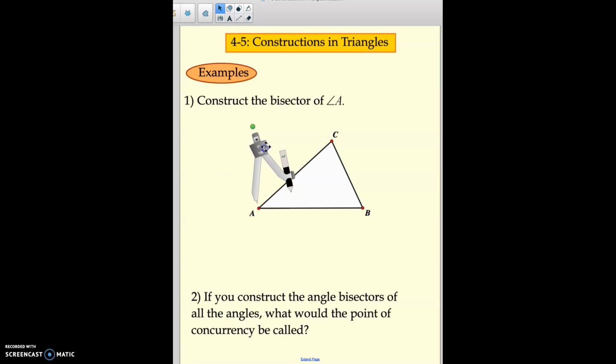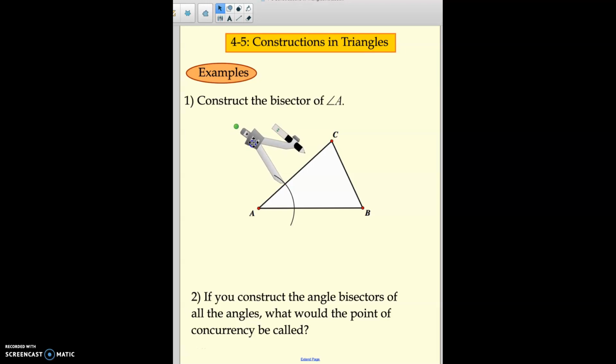To do that, you're going to put your fixed point on A. And again, it does not matter how far or how close you slide your compass in or out, but once you have it at the spot that you want, you're going to draw a nice big arc through the angle. Then we're going to take the fixed point off of A and move it over to the point where that arc intersects that side of the angle.